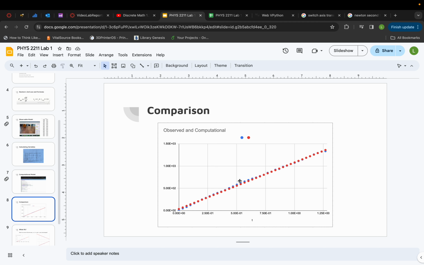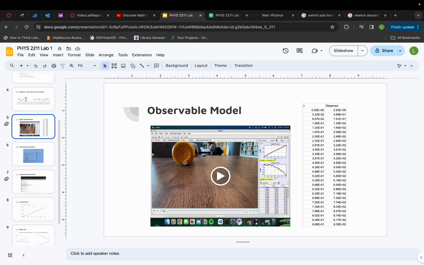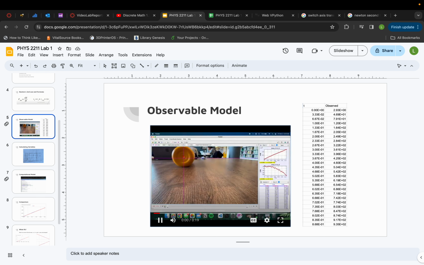The reason for this variance could be a number of factors. This could include air resistance, friction, or human error when I manually track the center of mass points.